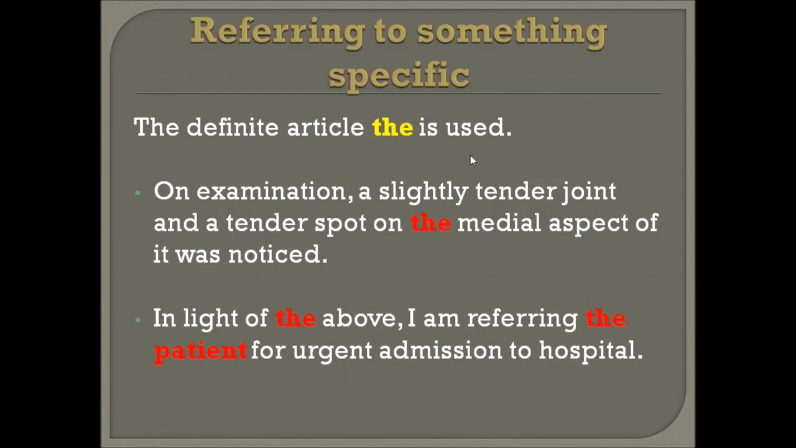In light of the above, I am referring the patient for urgent admission to hospital. Here are two examples of referring to something specific in one sentence. In light of the above. Which light of the above? The above information, the above paragraph you have mentioned in the letter, so you will write the article here. I am referring the patient. Which patient? The patient you have mentioned in the previous paragraph. So when you are referring to something specific, you will put the definite article the. Okay, move forward.